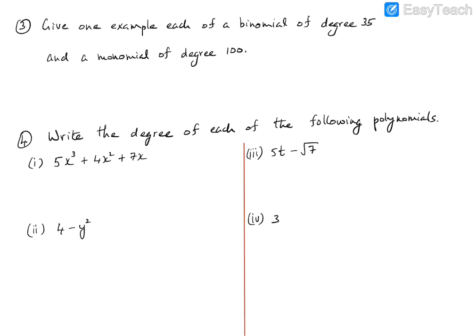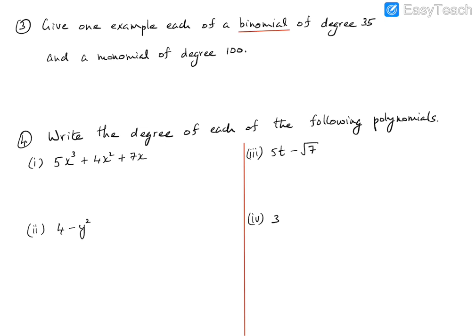Now let's move on to the next question. We are asked to give one example each of a binomial of degree 35 and a monomial of degree 100. So what is the meaning of binomial? Binomial is a polynomial which contains only two terms, and we want a polynomial which contains two terms and the degree should be 35. Degree is the highest exponent or the highest power of the variable.